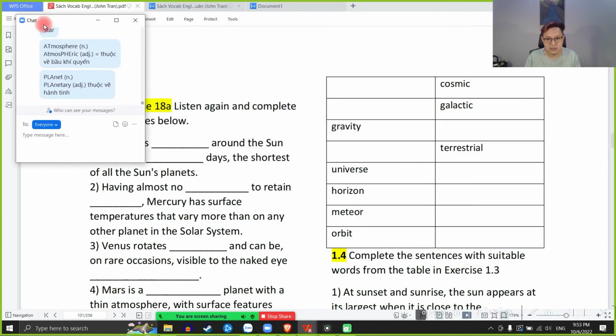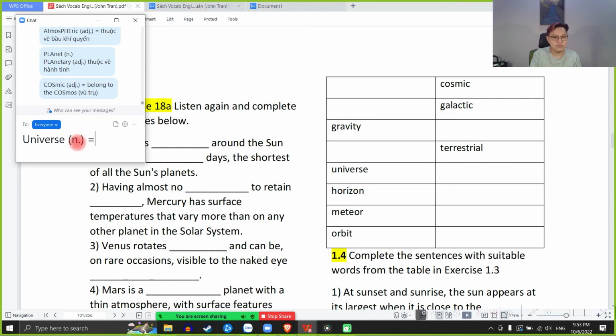Now, we have two words. We have a word here, cosmic. Cosmic means belong to the cosmos, vũ trụ. Cosmos hay cosmic? Yeah, cosmic belong to cosmos. So of course, noun form is cosmos, vũ trụ. It's equal to the word universe here. Universe, vũ trụ. So we have the adjective is universal. Nhấn âm 3 nha. Universal, thuộc về vũ trụ.